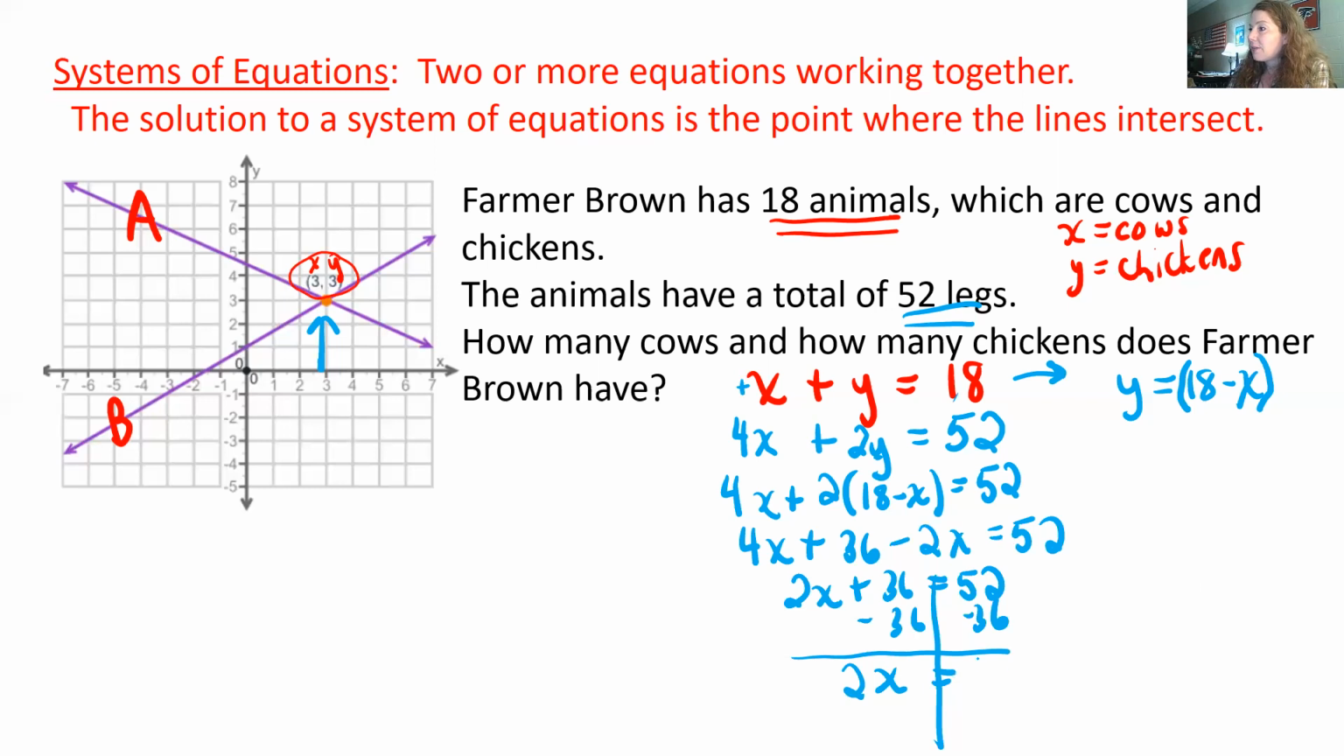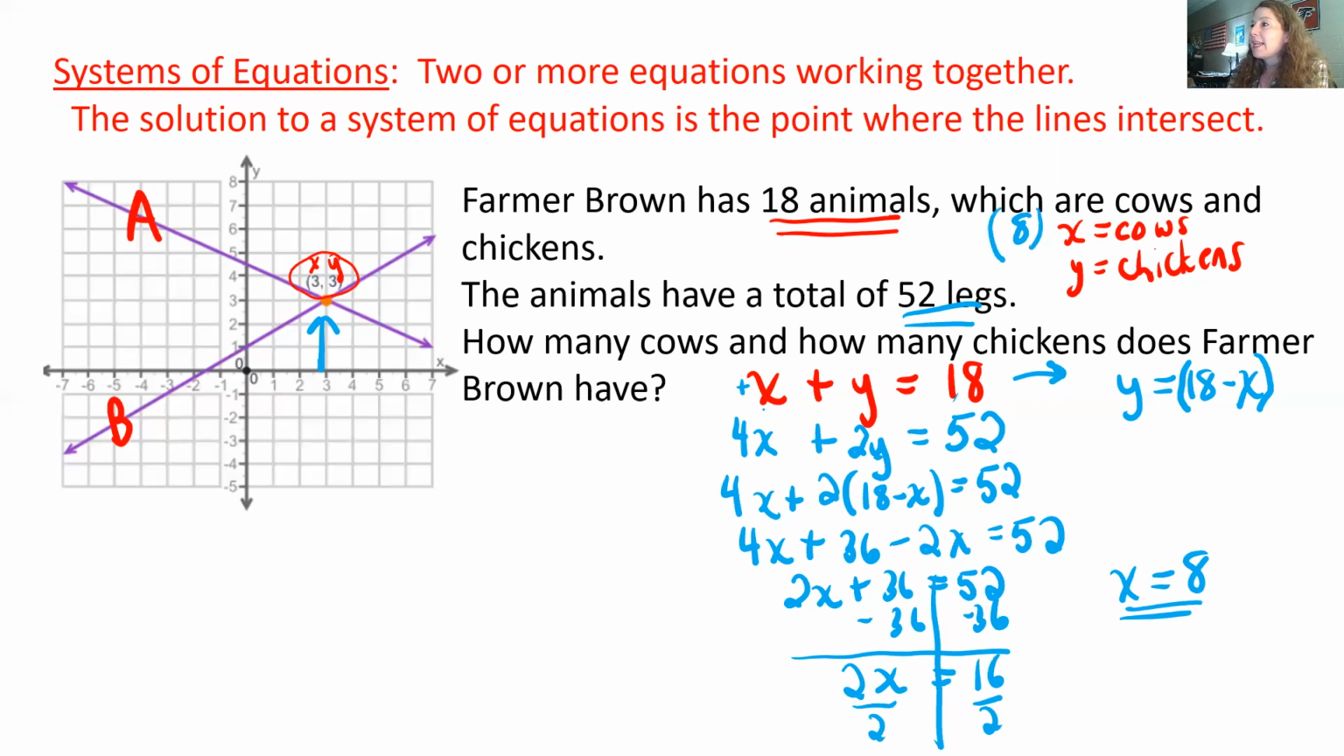And then the last thing I would do is divide both sides by 2. And so x is equal to 8. Well, what did the x represent? I said right here that cows is x. That means I have 8 cows.